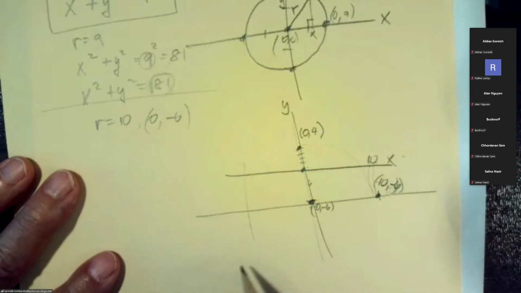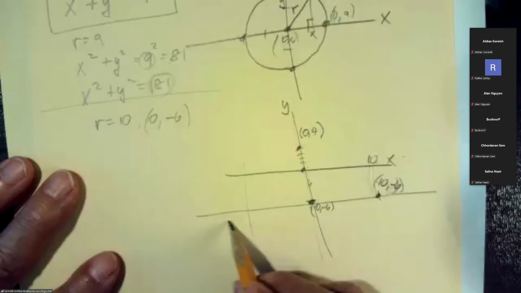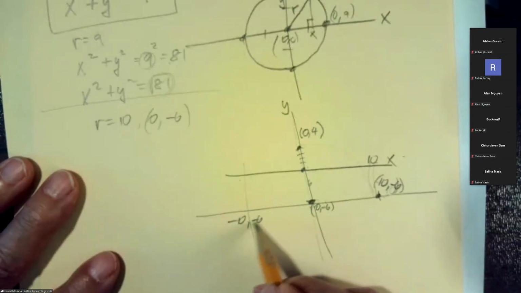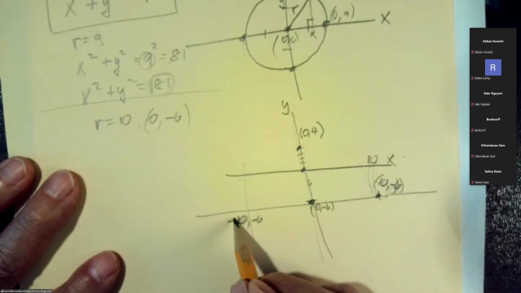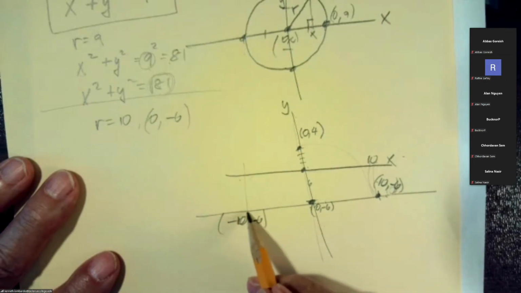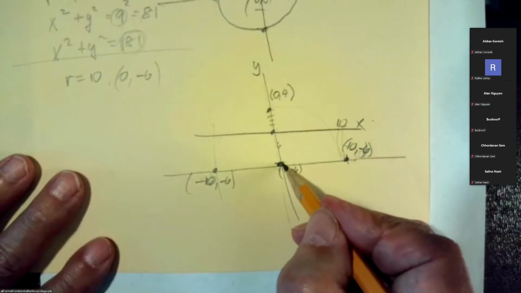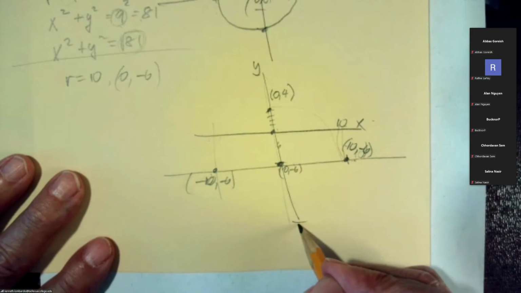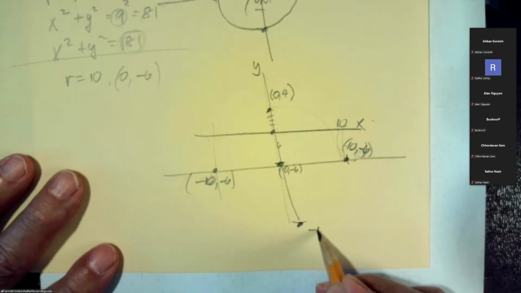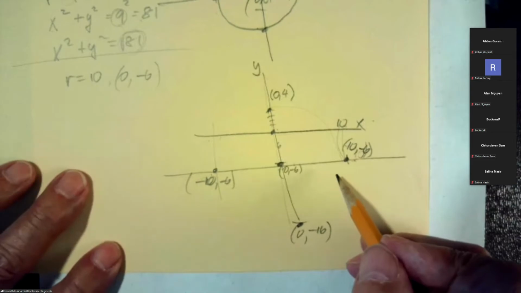How about over this direction? So here we're negative 10 and negative 6, aren't we? Here's positive 10 to the right. Here's negative 10 to the left. So we have a point here at negative 10 and negative 6. And then if we come down here 10 more from negative 6, we're going to be at what? Negative 16. And we're on the X or the Y axis.